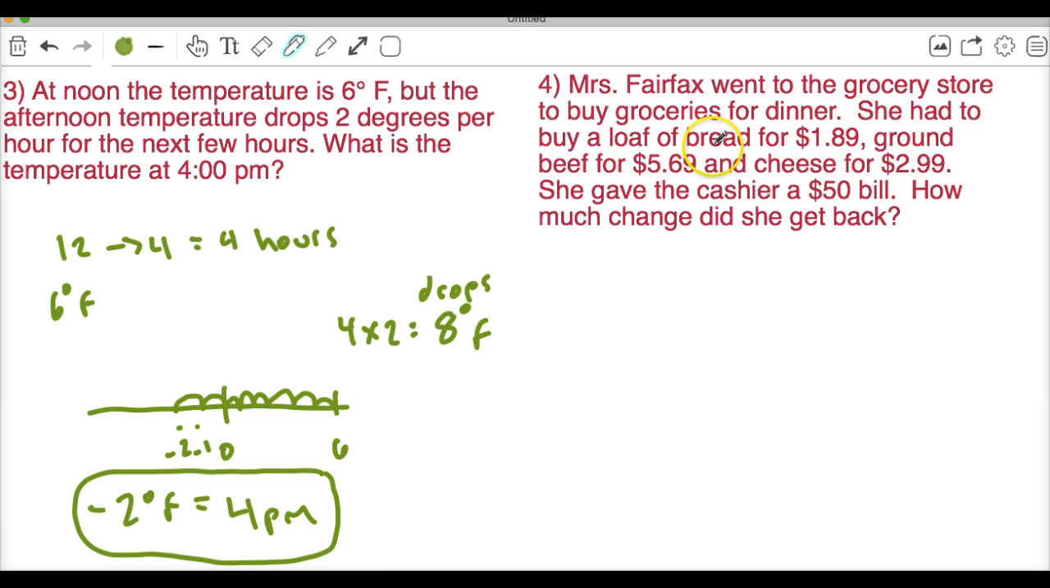Miss Fairfax went to the grocery store to buy groceries for dinner. She had to buy a loaf of bread for $1.89, beef for $5.69, and cheese for $2.99. She gave the cashier a $50. So how much change will she get back? So we have to add up the 3 values.